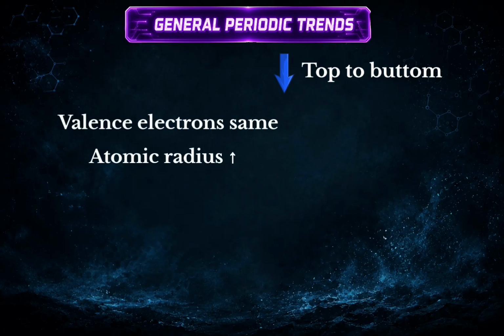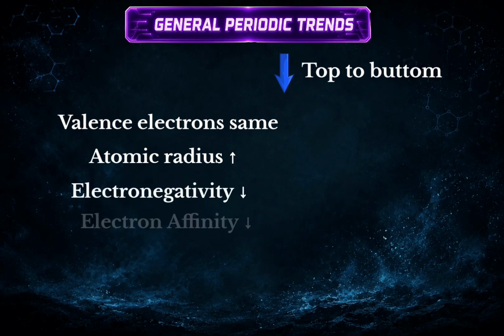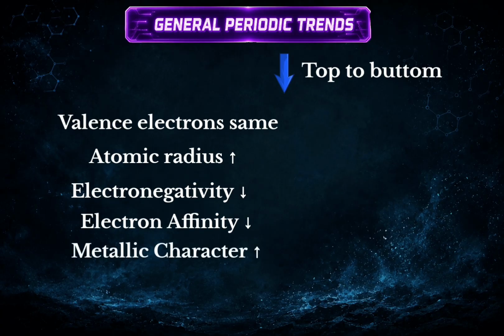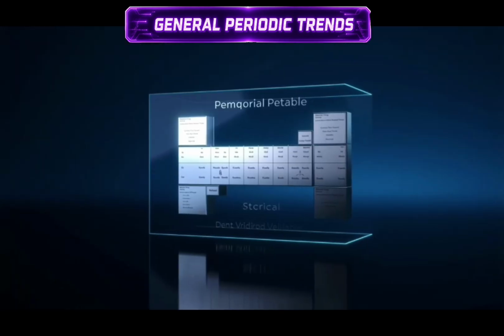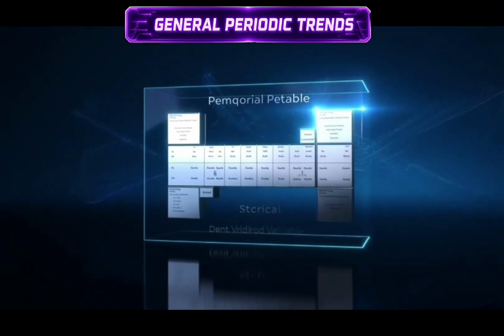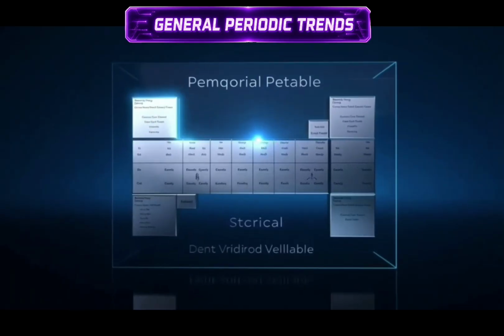Atomic radius increases. Ionization energy decreases. Electronegativity decreases. Electron affinity generally decreases. Metallic character increases. Once you remember these simple periodic trends, you'll be able to predict the properties of almost any main group element just by looking at its position in the modern periodic table. And that's the power of the periodic table. Master these trends, and chemistry becomes much easier.